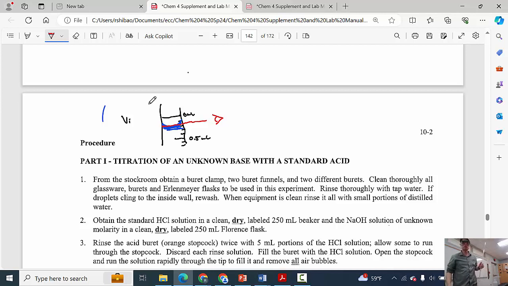So if I'm right on the 2.6 line, what do I call that? If it's right on the line, we call it 2.60. And so my initial volume is 2.60. That's fine. I'm not going to hassle with getting this right to 0. It's a waste of time, and it's considered poor technique. If you spend a lot of time trying to get this to 0, it's bad technique. All right.